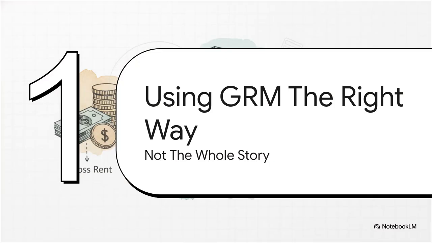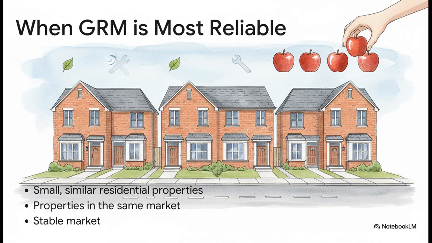Okay, so what's the bottom line here? When should you actually pull this tool out of your toolbox, and how do you make sure you don't get tripped up by its flaws? Here's the deal. GRM is at its best when you are truly comparing apples to apples. We're talking about small residential properties, duplexes, fourplexes, that are all in the same neighborhood. Why? Because in those situations, the operating costs are probably going to be pretty similar from one building to the next, which makes the GRM a much more reliable starting point.